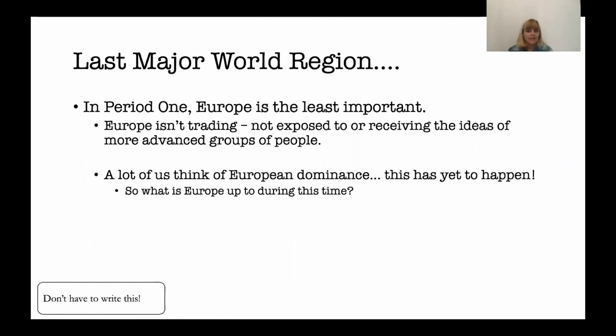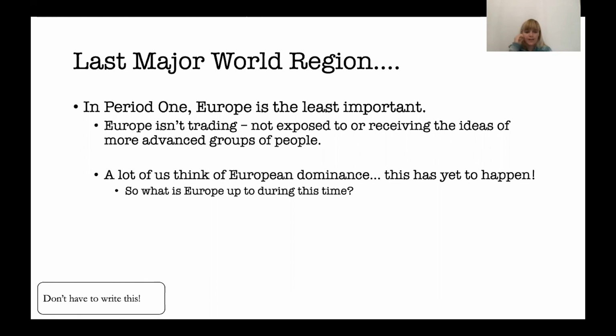Trading is going to be a major factor in why Europe wants to have more of a stake in the world, okay? But in period 1, Europe isn't trading, okay? When we talked about the Silk Roads, when we talked about the Trans-Saharan or the Indian Ocean trading route, we really didn't talk about Europe. Okay, we might have mentioned Marco Polo, but he was an exception to the rule. Okay, Europe is isolated. Europeans are not really trading.